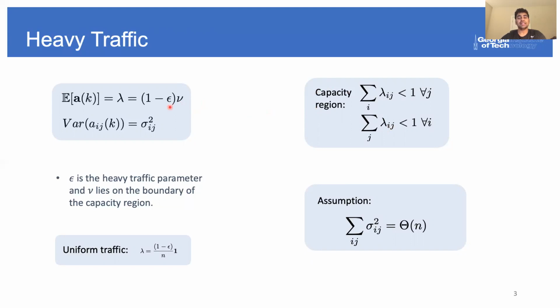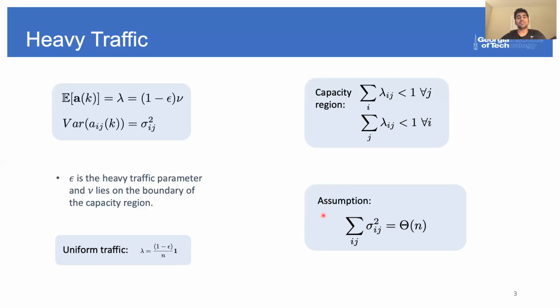Epsilon is known as the heavy traffic parameter. We say that the system is in heavy traffic if epsilon is very small or close to 0, which is the same as saying that lambda is very close to the boundary of the capacity region. The system is said to be in uniform traffic if all lambdas are equal. In such a case, the lambda vector is given by this form. Now, some algorithms that we present in this talk are stable only under uniform traffic. They're not stable under the whole capacity region.